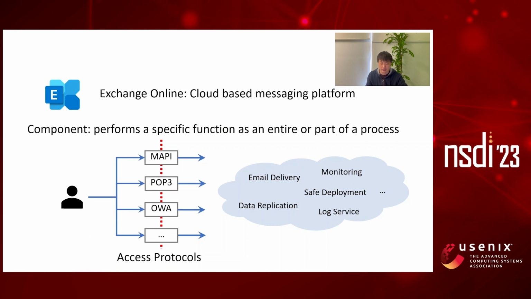From functionality perspective, it is composed of thousands of components. Each component is a module that performs a specific function as an entire or part of a process. Typical examples in our service include email delivery, data replication, and different kinds of access protocols, such as MAPI for desktop, OWA for web client, and POP3 for mobile. To serve customers, these components work together and therefore generate huge traffic across data centers.